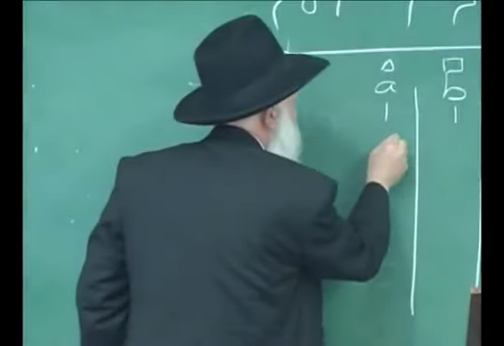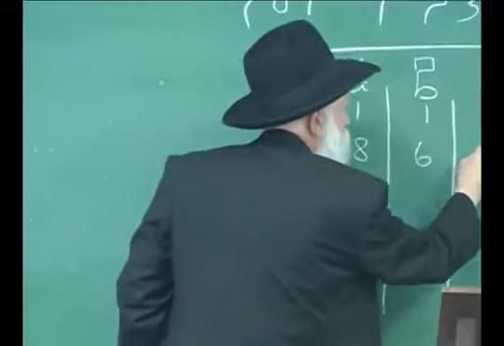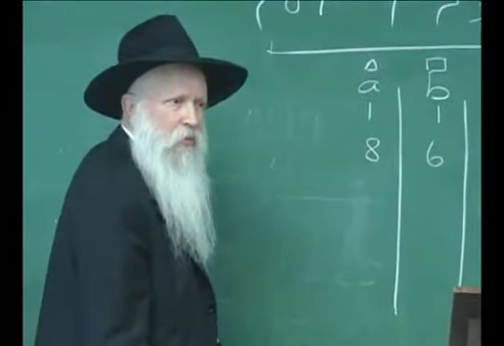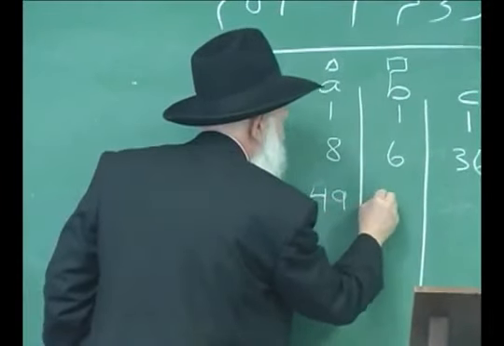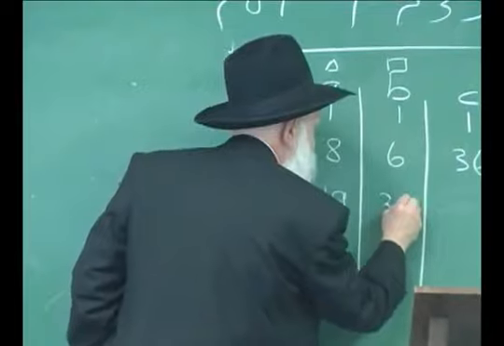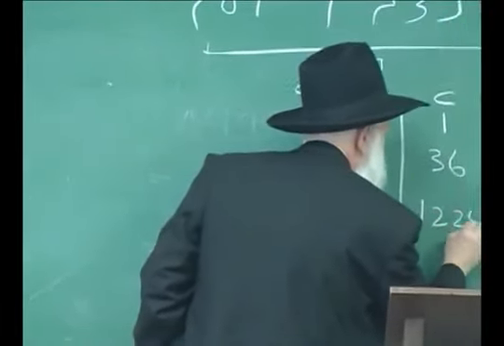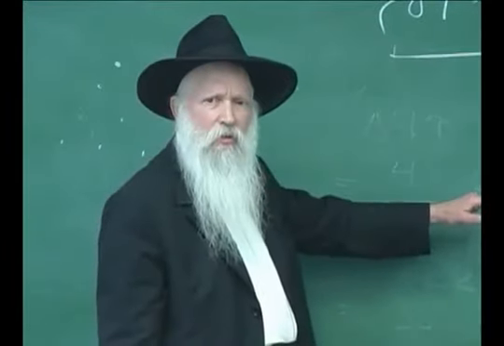The triangle of 8 equals the square of 6 equals 36. The triangle of 49 equals the square of 35 equals 1,225. And there's nothing in between.